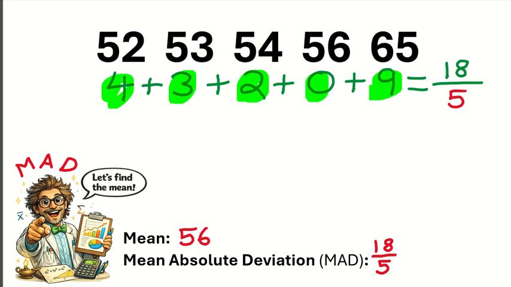So 5 will go into 18. How many times without going over? 3 times. And the remainder is 3, because 3 times 5 is 15, and then the denominator stays the same. So that is another way we could write the mean absolute deviation: 3 and 3/5. Or if you'd rather, we could also write it as a decimal. We know that 3/5 is the same as 0.6, so we just do 3.6. And there you have it, my friends, the mean absolute deviation.